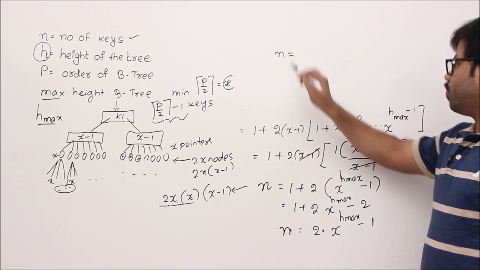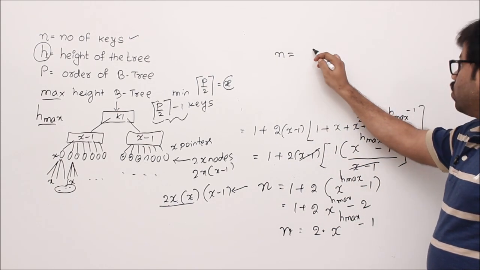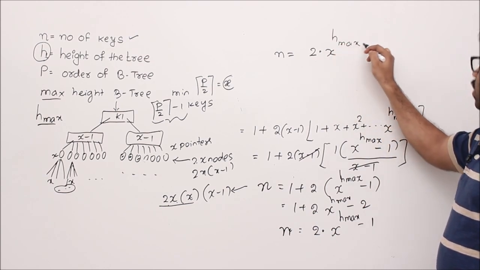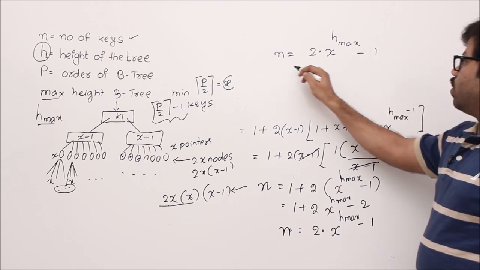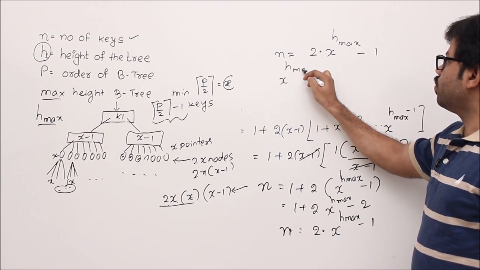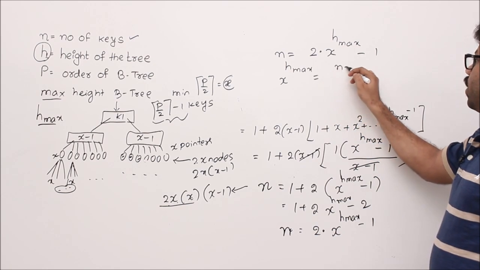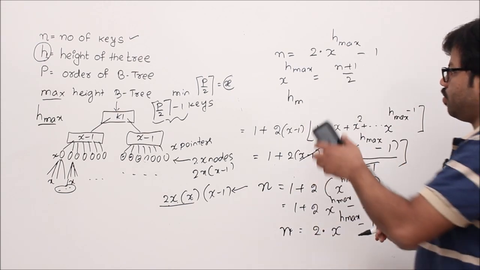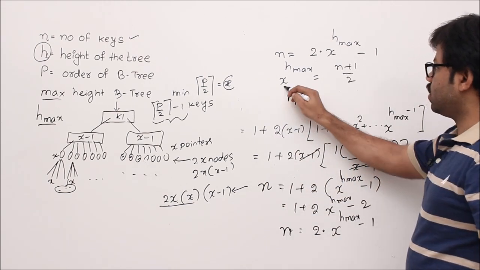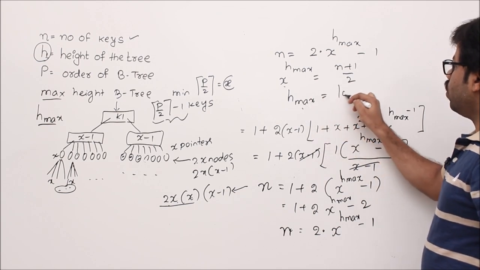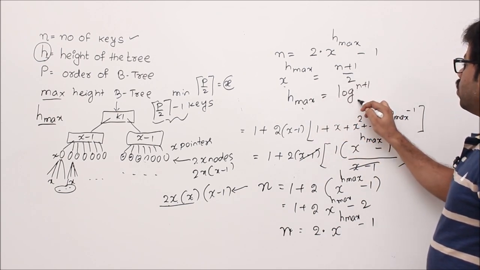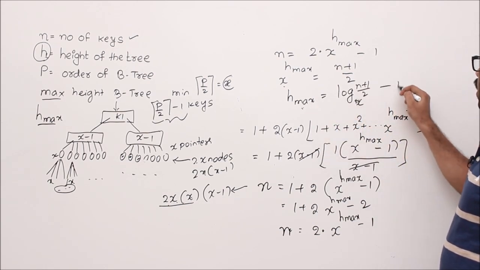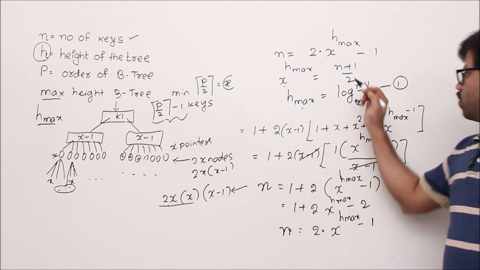N equal to 2 into x power h max, correct, minus 1. So x power h max equal to n plus 1 by 2, right? Then h max is, let's apply logarithm. If I apply logarithm base x, then you get h max here equal to log n plus 1 by 2 base x, correct? So this is the final answer. H max is log n plus 1 by 2 base x.